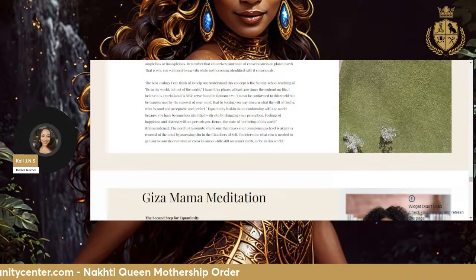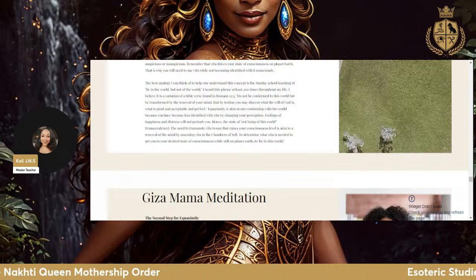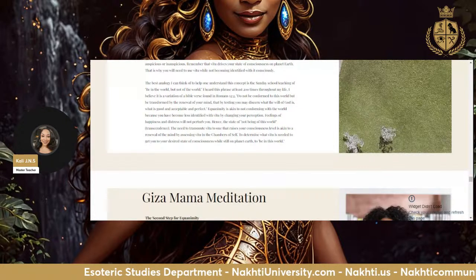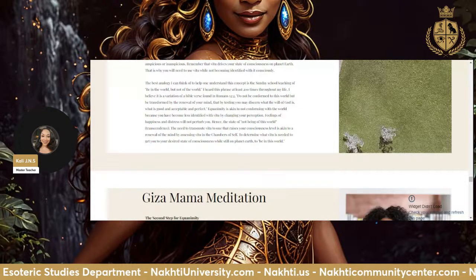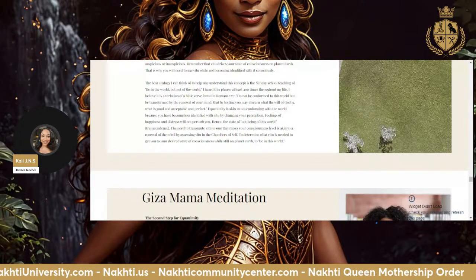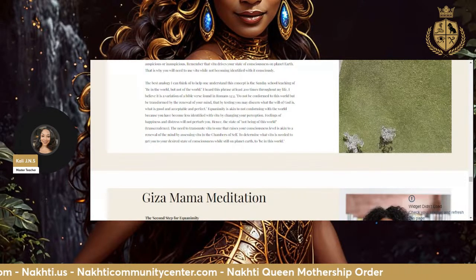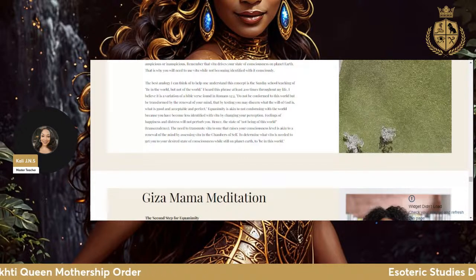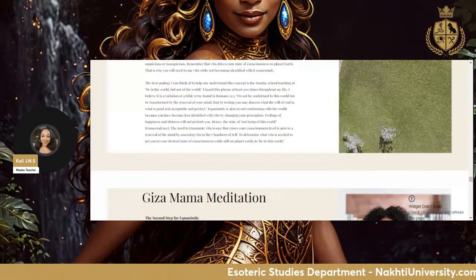And so understand this concept. Do not be conformed to this world, but be transformed by the renewal of your mind, that by testing you may discern what the will of God is, what is good and acceptable and perfect. And so equanimity is akin to not conforming with the world, because you have become less identified with information by changing your perception of it. The feelings of happiness and distress don't disturb you. So you're not being of the world.